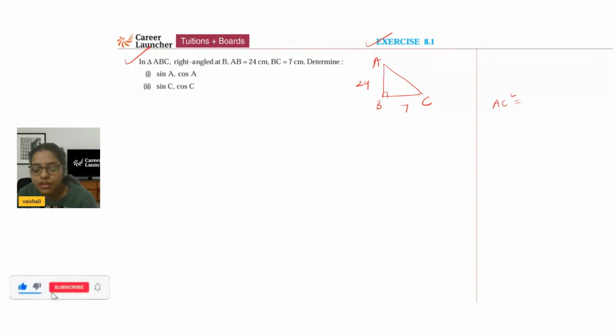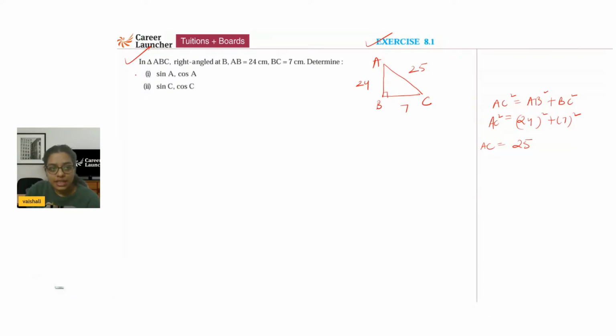Pythagoras theorem, so you can find it out, which is AC square is equal to AB square plus BC square. So if you will square 24 and 7 and add them out, कितना आ रहा है? Calculate it down and see. So this is your AC square, and just remember that we are just looking into the positive value of it, जो 25 आएगा. So your hypotenuse is 25.